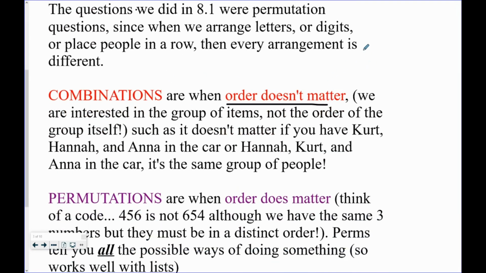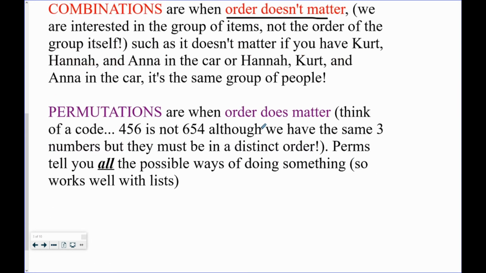So my ball example of pulling balls out of a hat would be a combination, because if I get a red one, a blue one, and a white one, it doesn't matter what order I get them out of the hat. It just matters that I have that group of colored balls at the end. Or when you have people sitting in a row, that's going to be a permutation, because the order they sit in makes it a different order, right? Different group of people, so to speak.